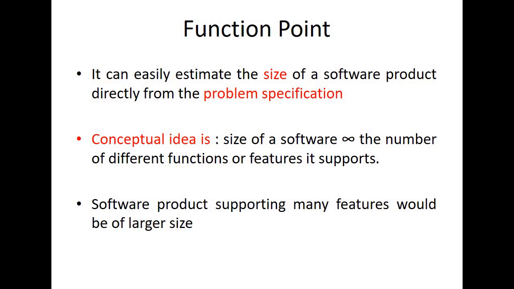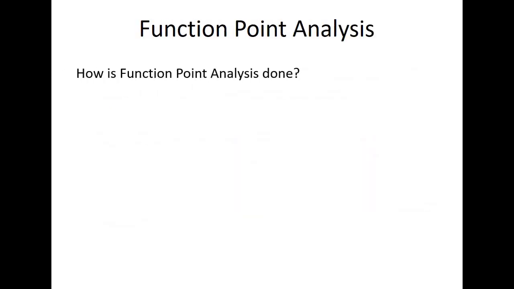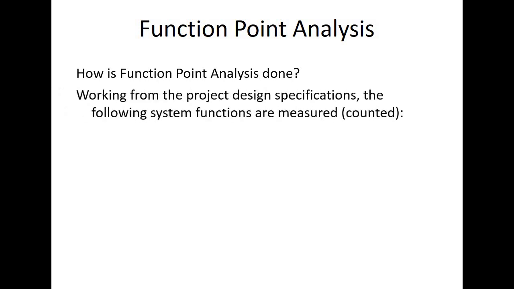The conceptual idea is that the size of a software is equivalent to the number of different functions or features it supports. A software product supporting many features will be of larger size, right? So the size of the software is equivalent to the functions or features it is supporting. Of course, the more features, the larger the product size. Now the question arises: how is this function point analysis done?